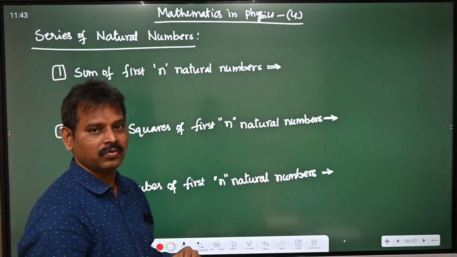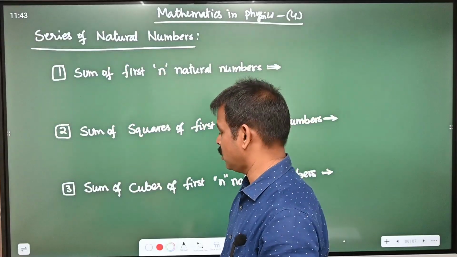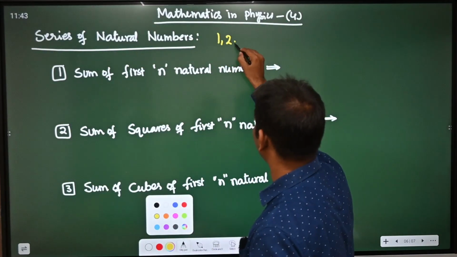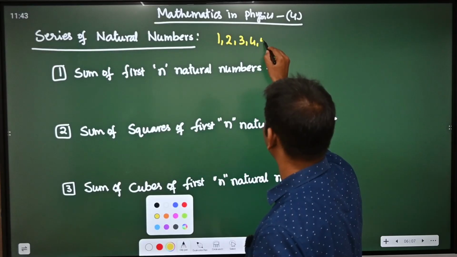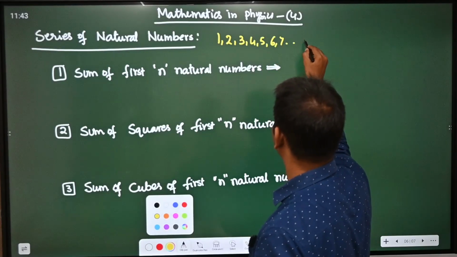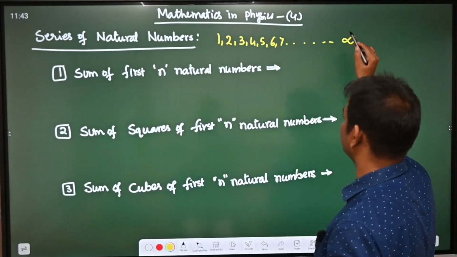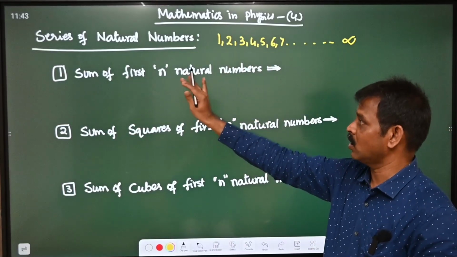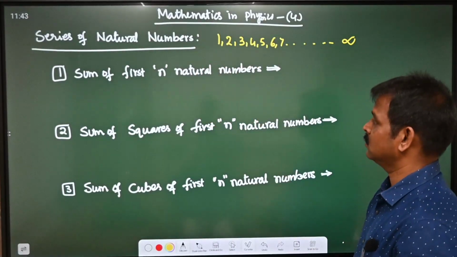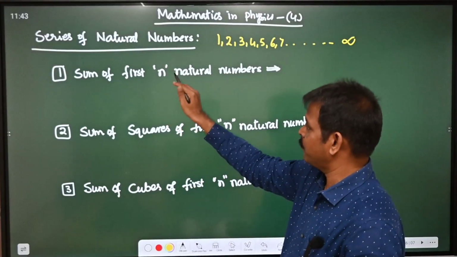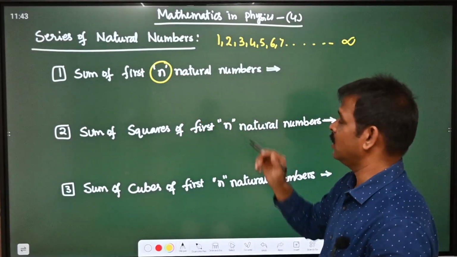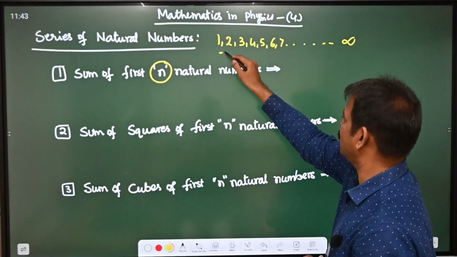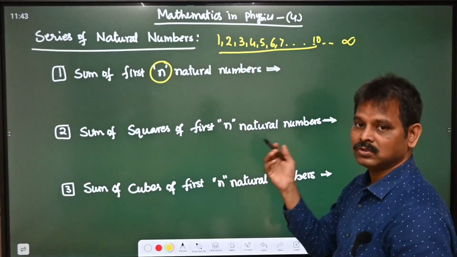Natural numbers. So we know natural numbers: 1, 2, 3, 4 and so on, 5, 6, 7 and so on up to infinity. These are called natural numbers, without 0 and without negative values. We are talking only about the natural numbers. Now what is the sum of n natural numbers? n is any number. Suppose the first 10 natural numbers, if you add 1 to 10, then what is the value?